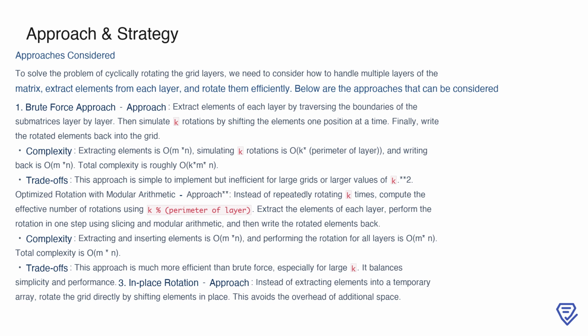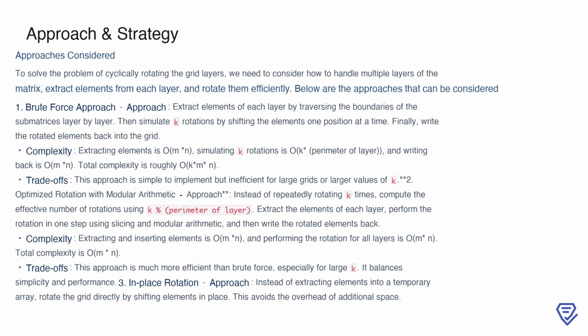Here, we extract the elements of each layer by traversing the boundaries of the submatrices layer by layer. Once the elements are extracted, we simulate k rotations by shifting the elements one position at a time, and then write the rotated elements back into the grid. While this approach is simple to understand and implement, it becomes computationally expensive for larger grids or when k is very large, as the time complexity involves both extracting and writing the elements, in addition to the repeated rotations.